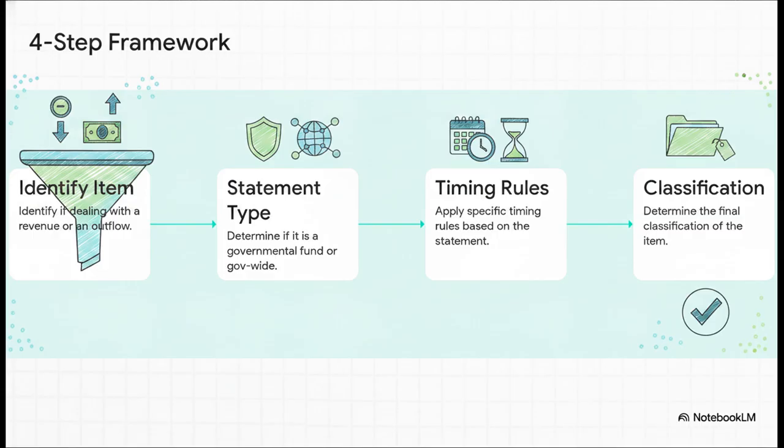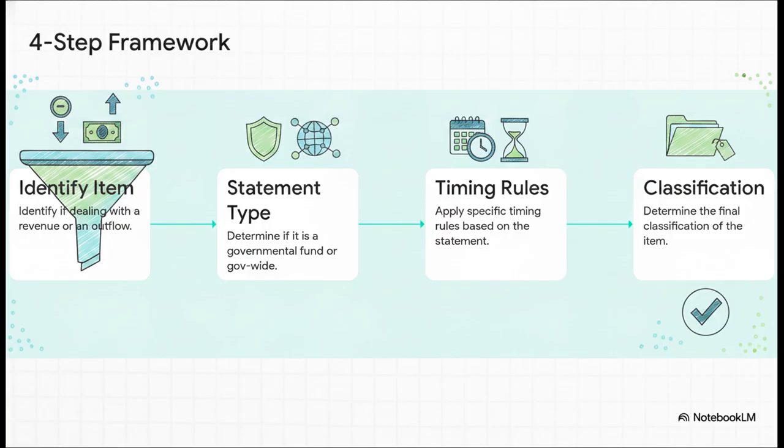To guarantee you extract the right points on exam day, you must strictly apply a 4-step thinking framework to every single scenario. Don't try to shortcut this. If you jump straight to classification without checking the statement type, you're going to lose points. Here's the sequence. Step 1, identify if you're dealing with a revenue or an outflow. Step 2, identify which statement the question is actually asking about.